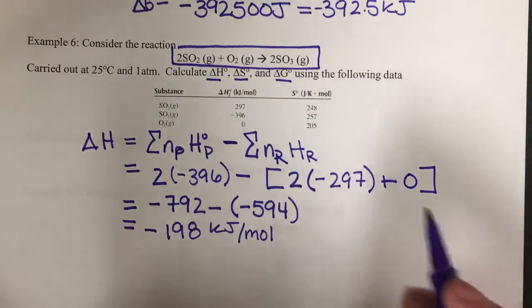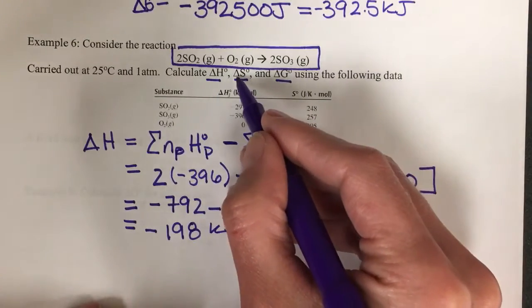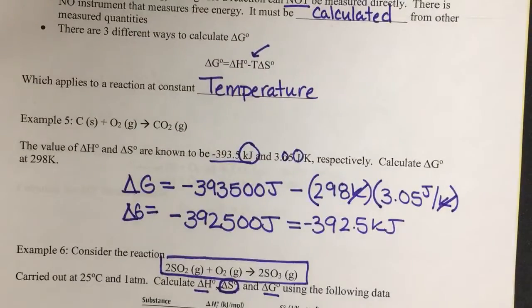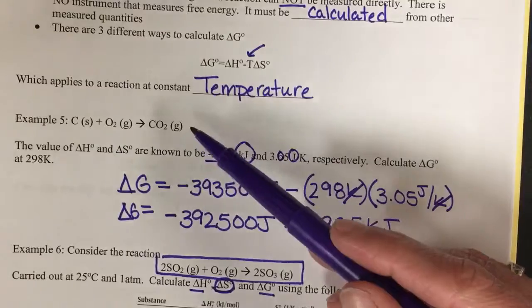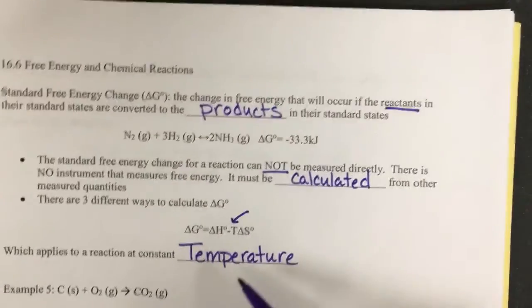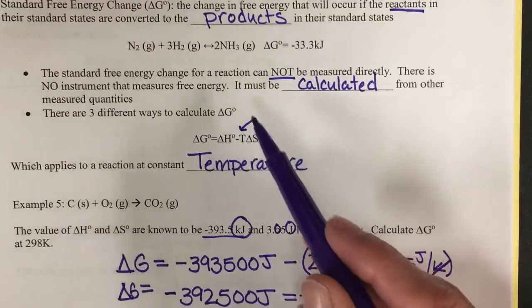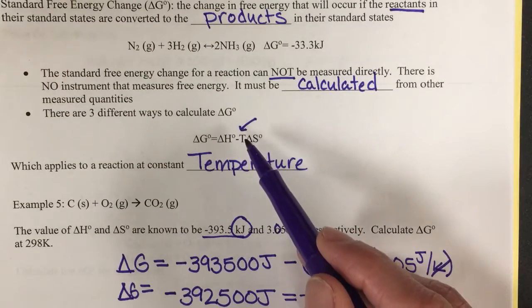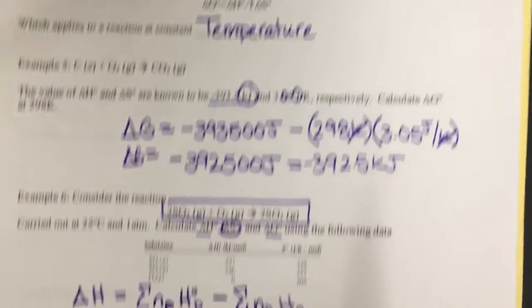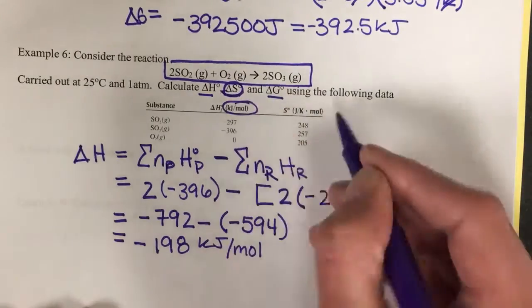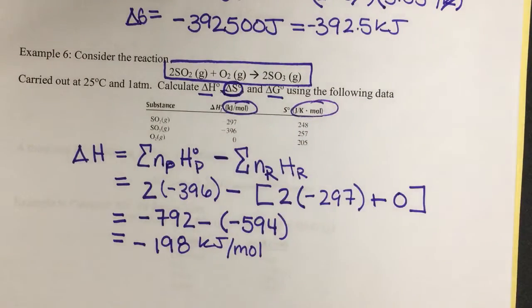Take a second, do the same thing to determine your delta S. Once you know your delta S, use the equation above to calculate delta G. So remember, the delta G is going to be equal to your delta H minus your T times your delta S. So solve for your delta S, make sure your units are the same, and then solve for your delta G.